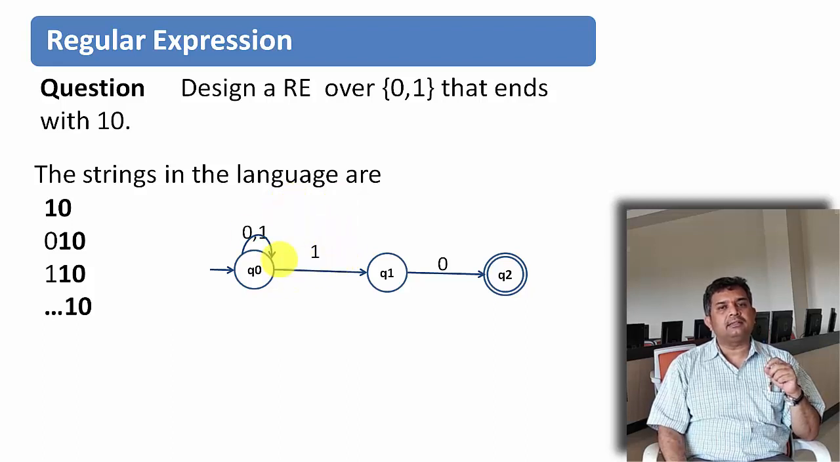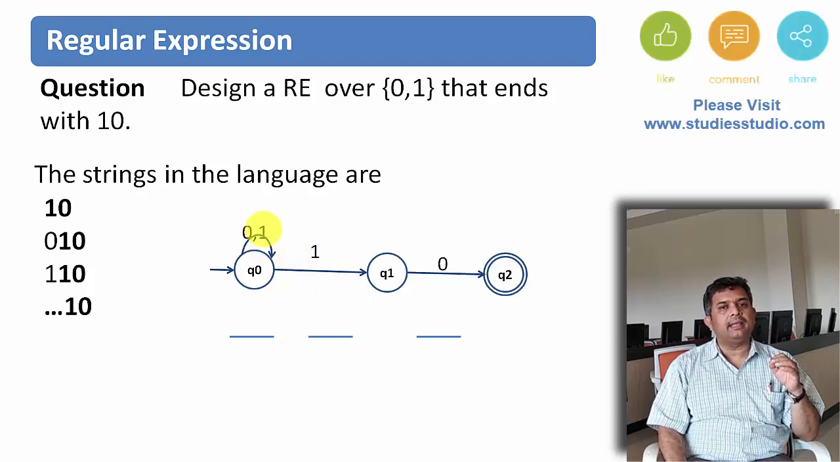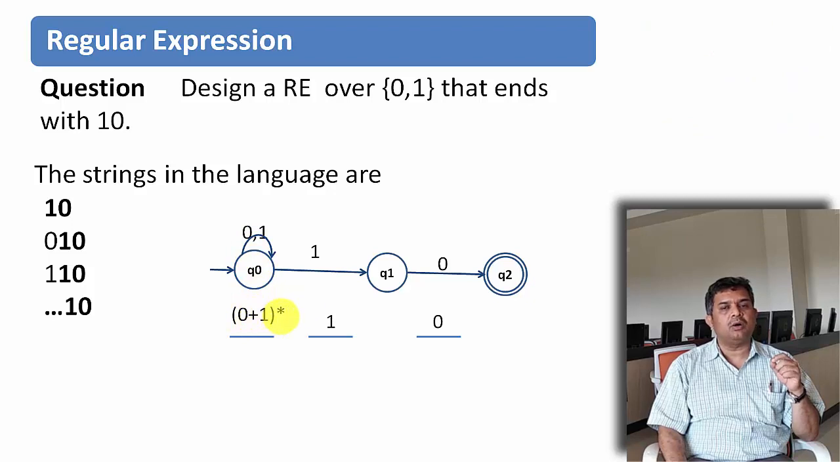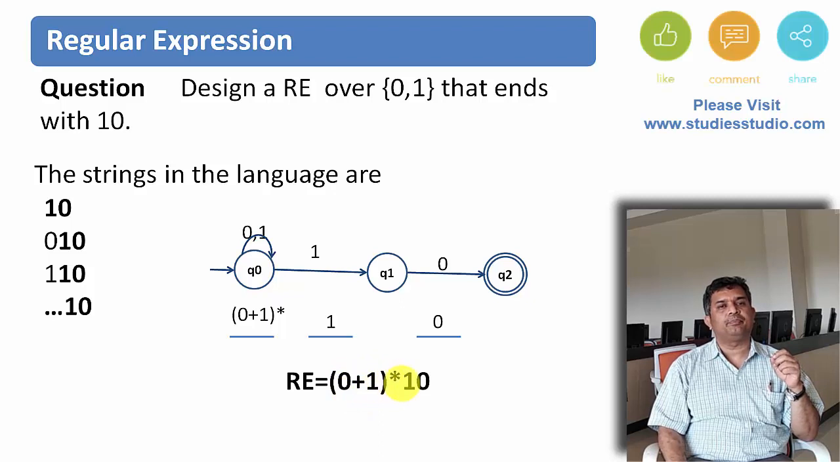Here you can see there are three transitions. Here there is a loop, here there is a transition, and here there is one more transition. For a loop I write (0+1)*. There is a transition here on 1, and a transition here on 0. I use the concatenation operation, so the regular expression is (0+1)*10.